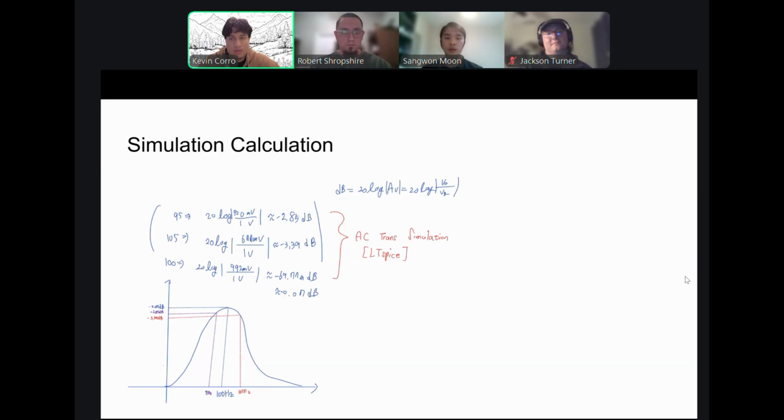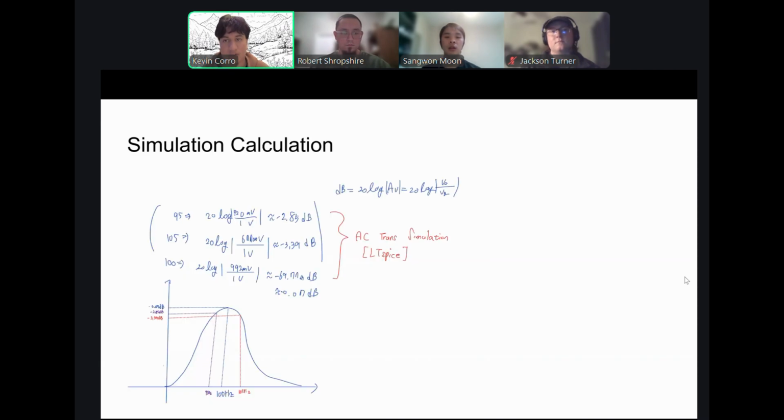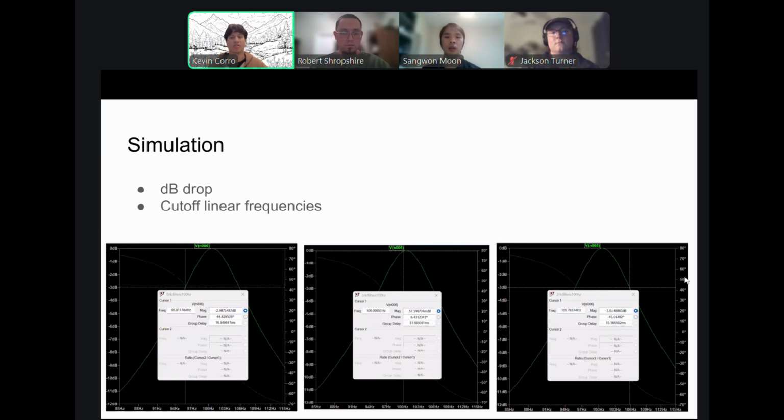Here we wanted to use those values as we're going to see in the next slide: the center, the low end, and the high end of our bandwidth, and we wanted to see their gain at those frequencies. But we also did the calculations in the previous slide to prove that the transient states at those 95, 105, and 100 hertz show the same thing as the AC sweep.